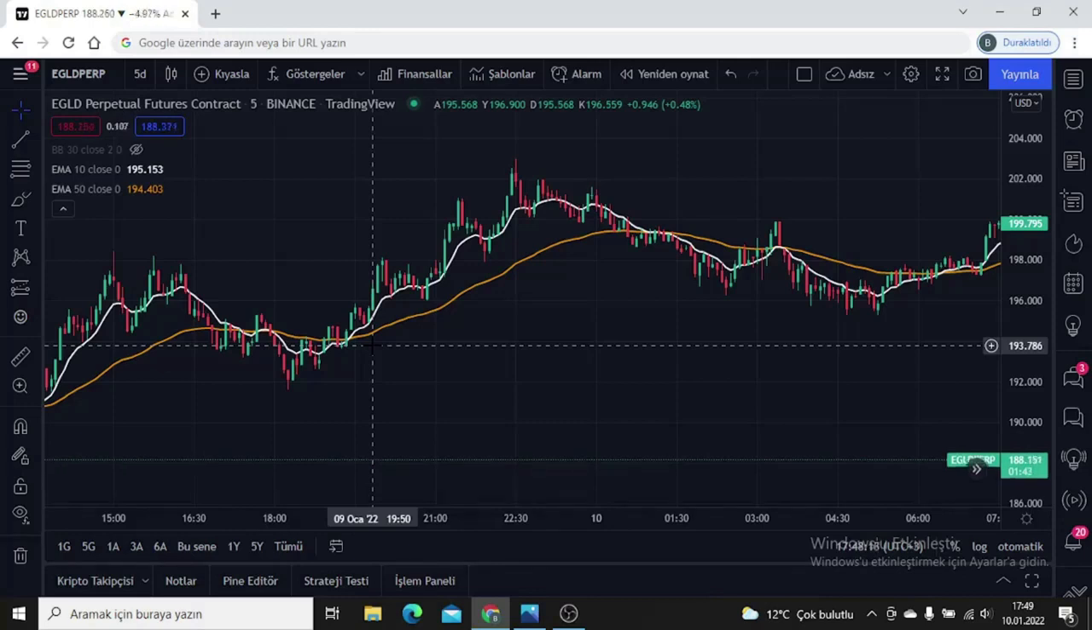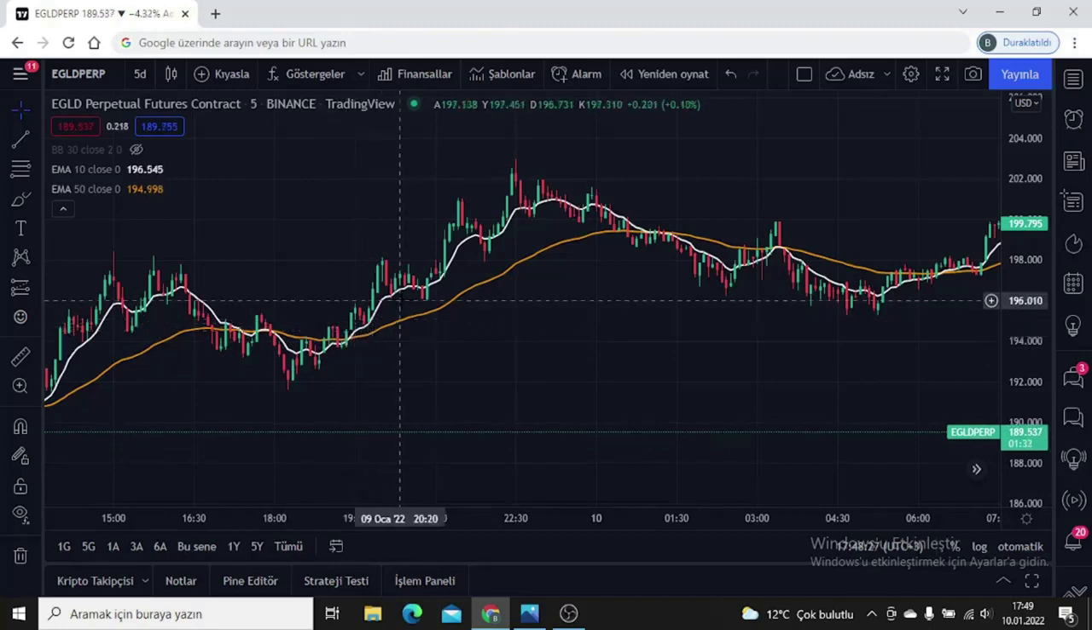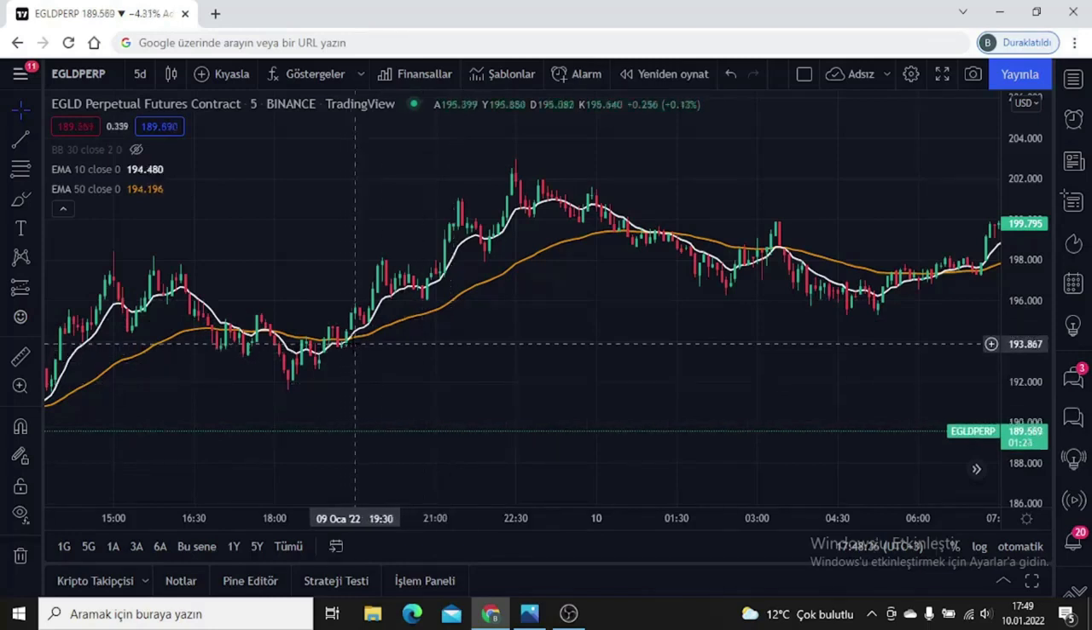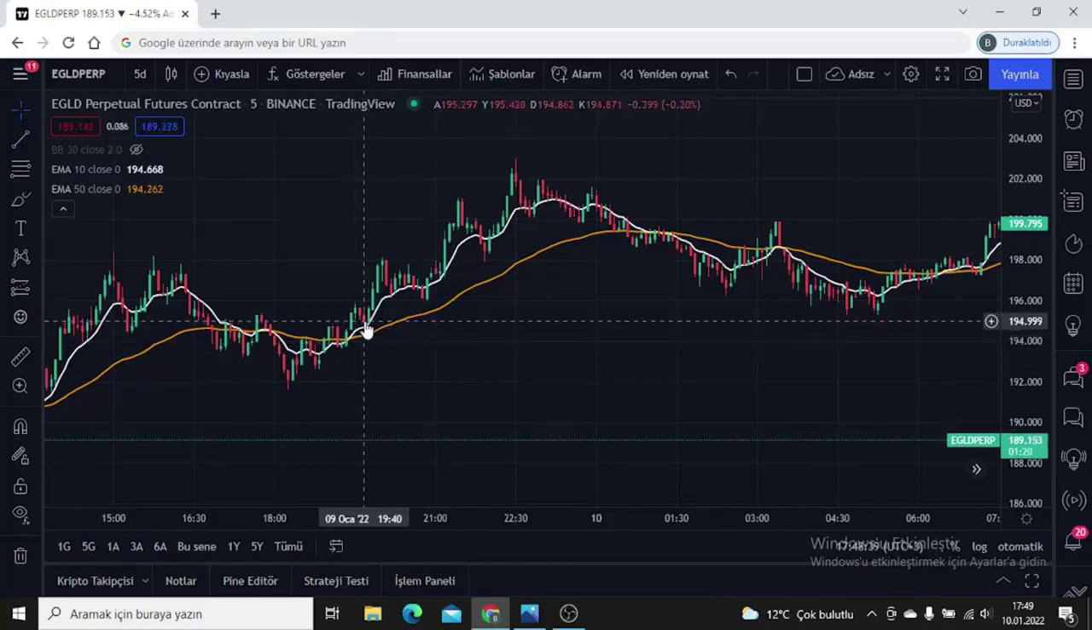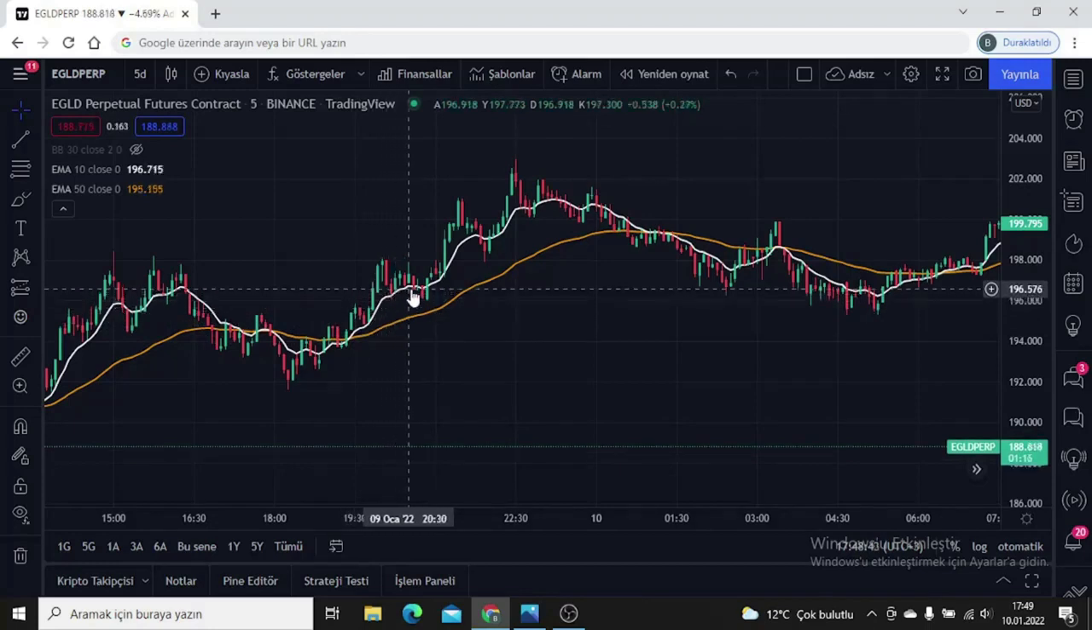Now, as you can see, let's start from here and go backwards. When the 10 moving average crosses upwards, there is a trend start. It creates a buy signal for us. How does it create a buy signal? As long as the price keeps following the 10 EMA, it's fine. We can continue with the buy signal until a candle closes below the moving average. As you can see, let me enlarge it a little more. When the candle closes like this, we stop.